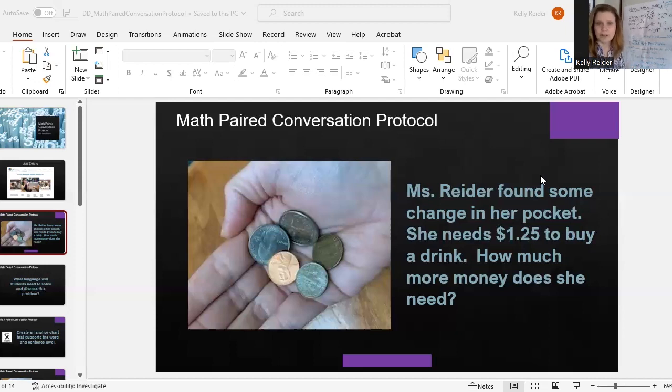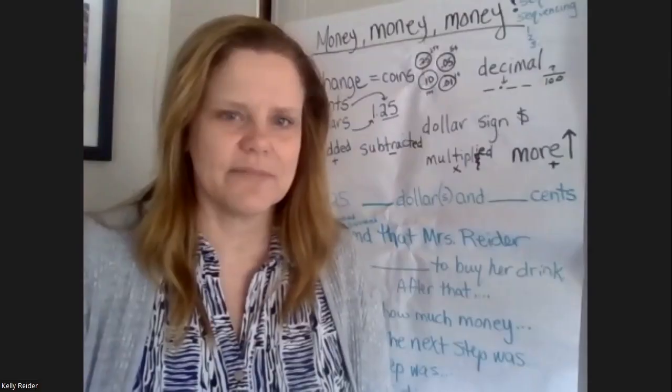All right. Do you feel confident? You have your vocabulary, you have your frames to get your conversation and your writing started. Now we can move on to solving our problem.